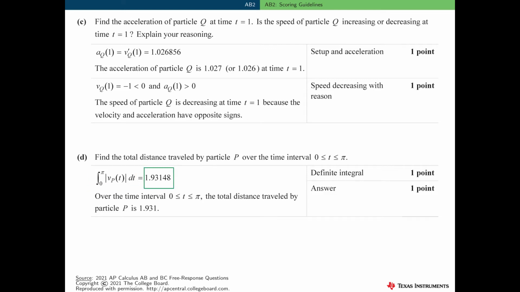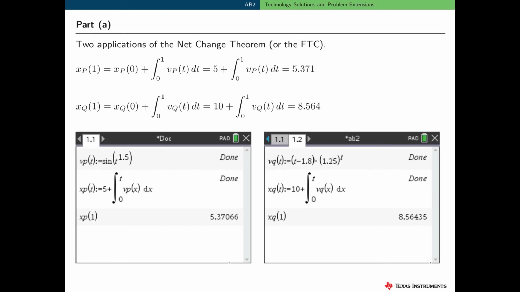And the second point in Part D is earned only for the correct answer. So in this case, a bald or unsupported value of 1.931 earns no points in Part D. Let's take a closer look at the solutions. And remember, this was a calculator active question. So let's consider the use of technology to visualize and solve some of these problems.